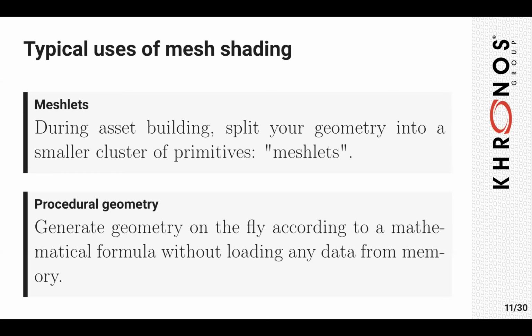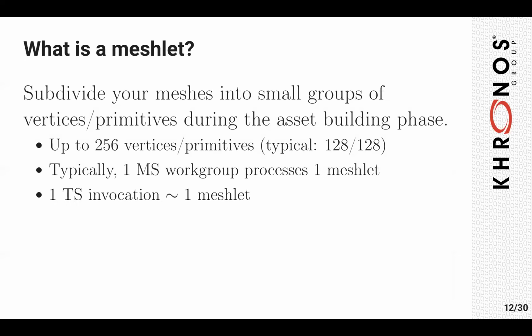And then you process these meshlets. And the other main use is procedural geometry, which means that you generate geometry on the fly. So you don't need any inputs. You don't need any input assembly. You just specify how many vertices and how many primitives you want to output, and then it's up to you in the shader code to implement whatever you want, based on some mathematical formula, maybe.